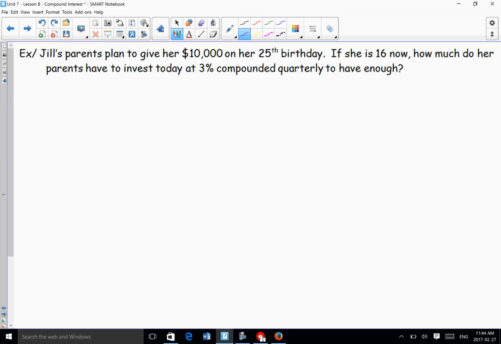Okay, last one. Jill's parents plan to give her $10,000 on her 25th birthday. If she's 16 now, how much do her parents need to invest today at 3% compounded quarterly to have enough? So it's a present value question again. They need an amount of $10,000.